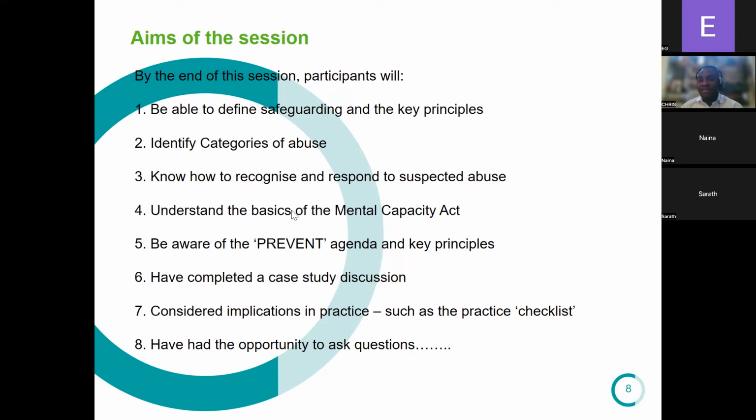We'll also look at the basics of the Mental Capacity Act as a law. We'll look at the Prevent strategy, or its Prevent agenda, and its key principles. We'll also look at some case studies that we'll discuss. There is one whole resource on different case scenarios that I'll be sending to Nancy to be sent to you. We'll explore some of them in the course of time. That will help us see how important the issue of safeguarding is in health and social care.